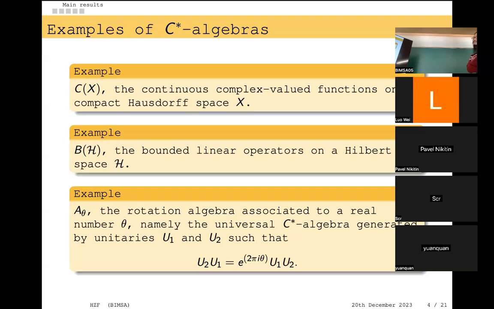And the third example is just the main topic, the subject of today: the underlying C-star algebra of the C-star dynamical system we are studying today. This is the rotation algebra. This is the universal C-star algebra generated by two unitaries that satisfy this commutation relation, governed by this given preset real number theta. This real number theta is often referred to as the angle between these two generating unitaries.